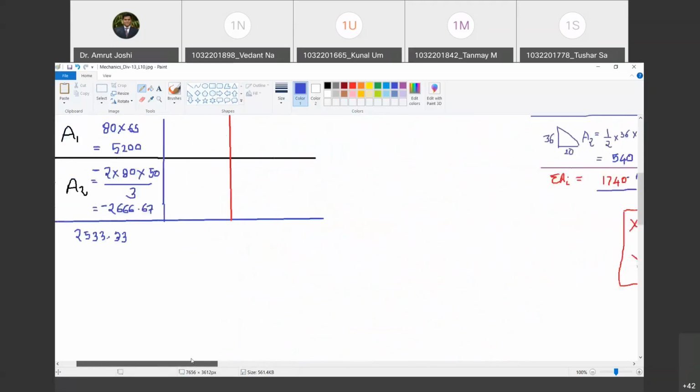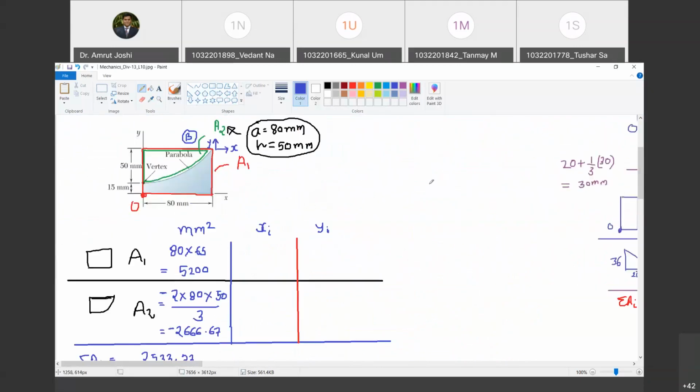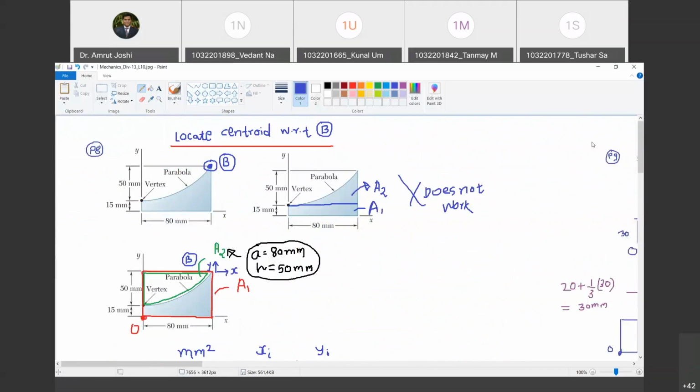Yes, sir. Okay. Now let us go to this second figure, problem number 8, where we are going to locate the centroid. There are various ways in which I can divide this figure. So let us say I divide the figure in this fashion. I call this rectangular area as A1 and the area shaded in red as A2. Will it work? The answer is no.